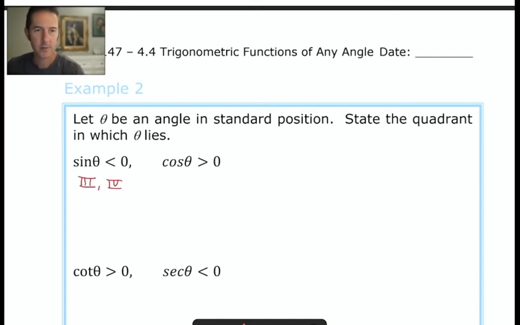Sine of theta will be less than 0 in the third and fourth quadrants. Now what about cosine? Where is it going to be positive? Well, the mnemonic says, ambitious students take calculus. So the A stands for all.